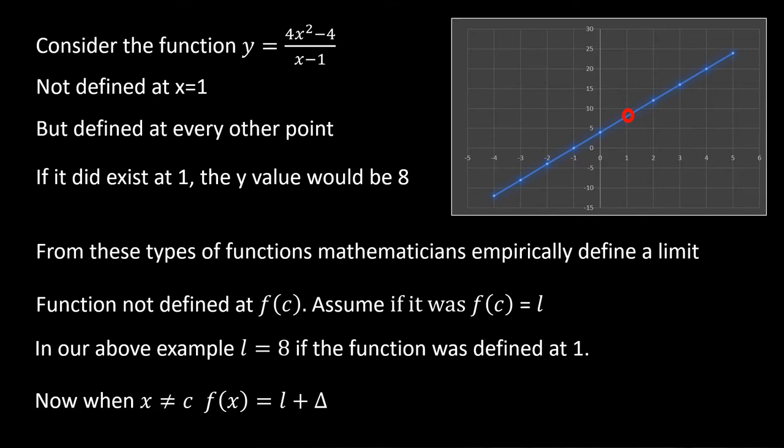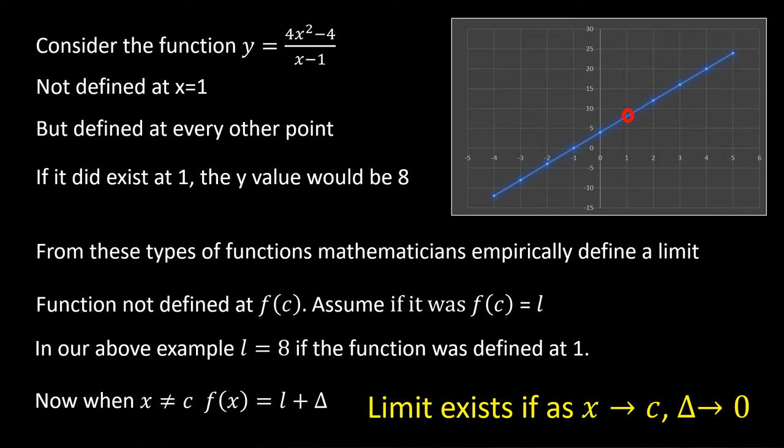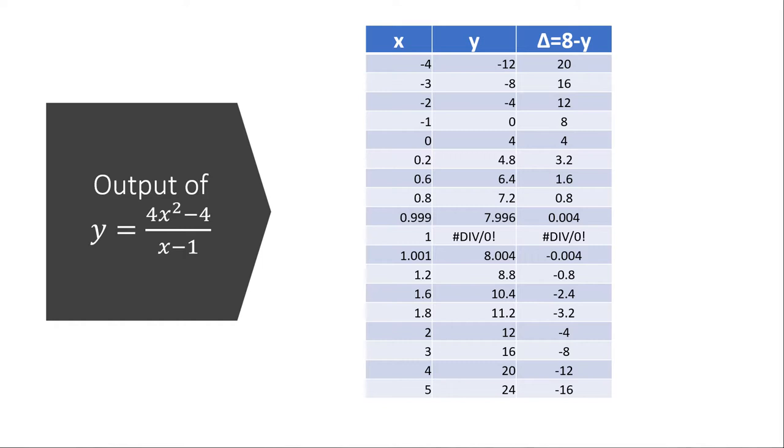We then state that as x gets closer and closer to the value c, delta gets less and less, approaching the value 0. If this is the case, then it means that the limit of the function exists and is the value L as the independent variable approaches the value c. We can see this behavior with our example function in that as x approaches 1, y is getting closer and closer to the value 8, as indicated by delta getting closer and closer to the value 0.